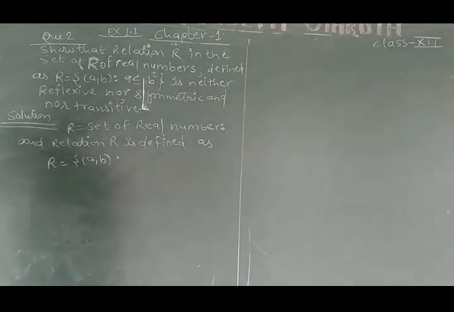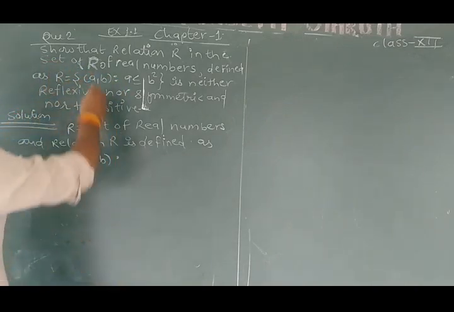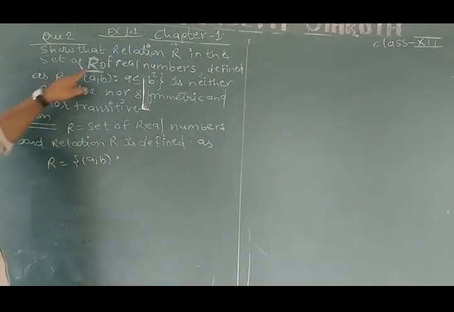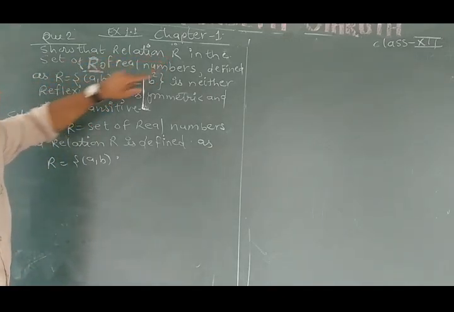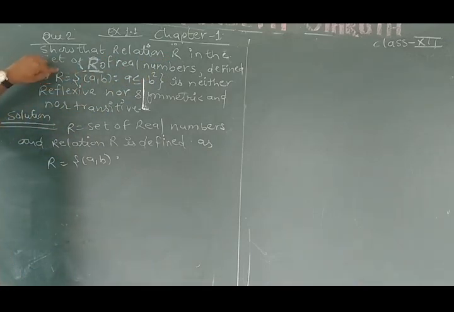There is a question number second. Show that relation R in the set of real numbers R. This R indicates the set of real numbers, and this other R defines the relation. It is mentioned in the book, and you will find which R indicates the relation and which R indicates the set of real numbers.